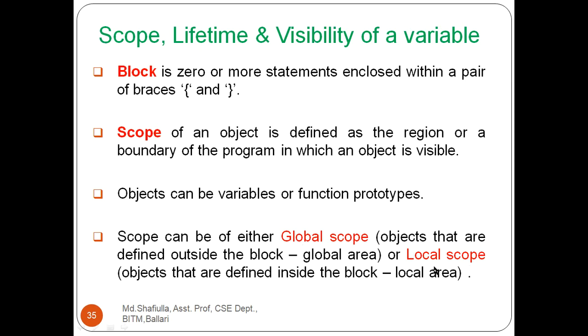Then we have local scope. What is local scope? We define objects within the block. Objects that are defined inside the block are in the local area. In the main function we have the local declaration section. So that is our local area. Global variables have global scope, and local variables have local scope.